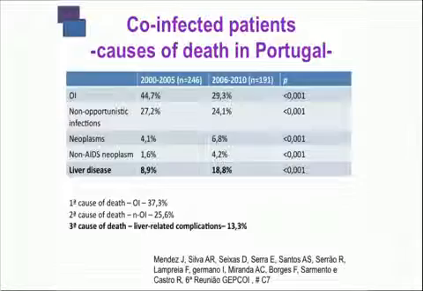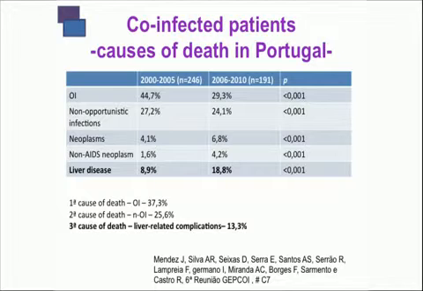important issue. Just to show you a work that we made in our co-infection group in Portugal when we compared 5 years and another recent 5 years, and as you can see, when we see the causes of death in Portugal, opportunistic infection, non-opportunistic neoplasms, non-related neoplasms, and liver disease, you can see here that it increases from 9% to 18% during this year. So it's more or less the same problem we have.